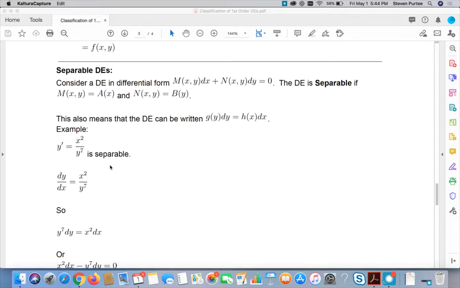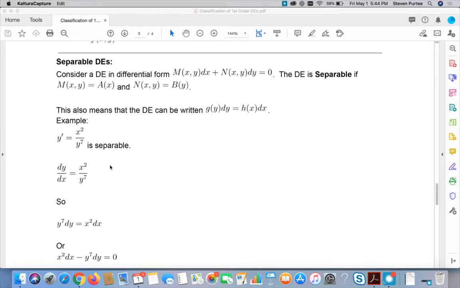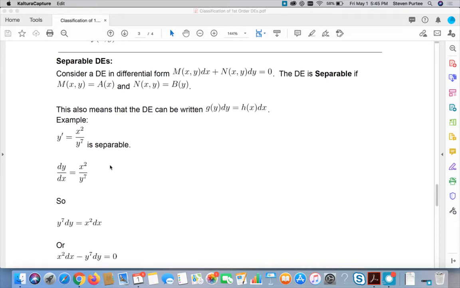Okay, next we have separable differential equations. These are actually the easiest to solve out of everything we do all semester. Well, maybe not the easiest. Homogeneous second order with constant coefficients are probably the easiest. These are the second easiest. So we have some DE that's in differential form.